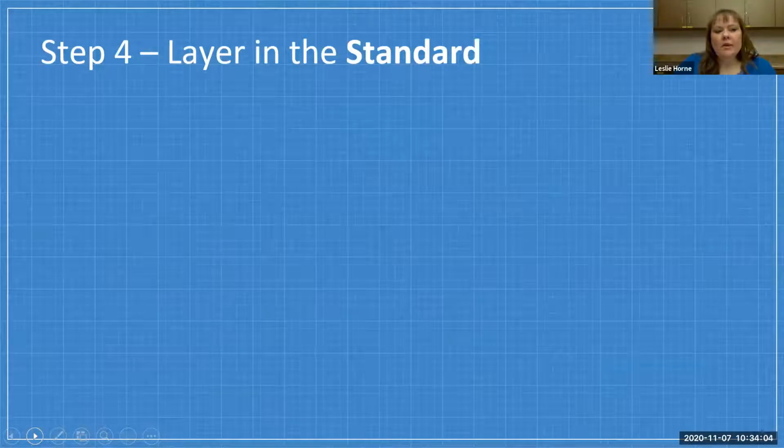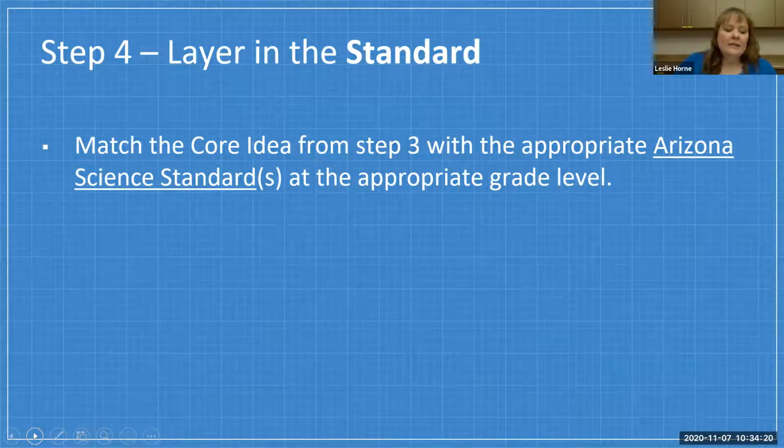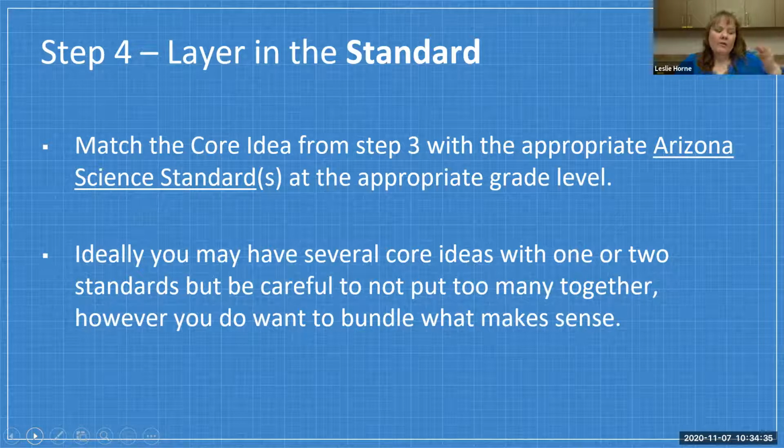Step 4 is to layer in a standard. You're then going to match the core idea with the appropriate Arizona science standard at the appropriate grade level. So for 6th grade, we're going to look in 6th grade life, and we're going to match up the core idea with which standard it best represents. Ideally, you're going to have several core ideas meshed together with a standard, or multiple standards and multiple ideas, to bundle together. Don't bundle what doesn't make sense, but bundle what does make sense so that you're not doing everything individually.